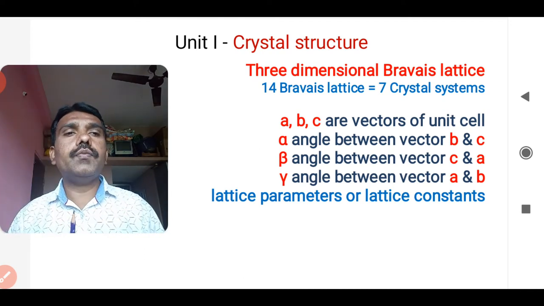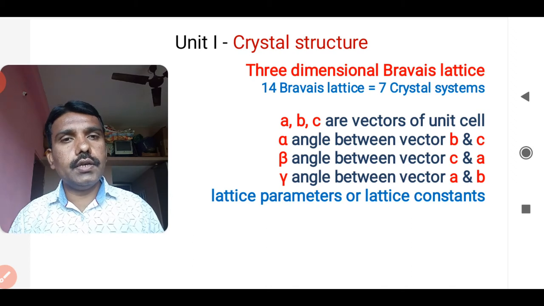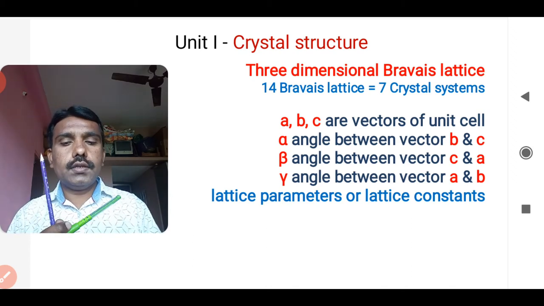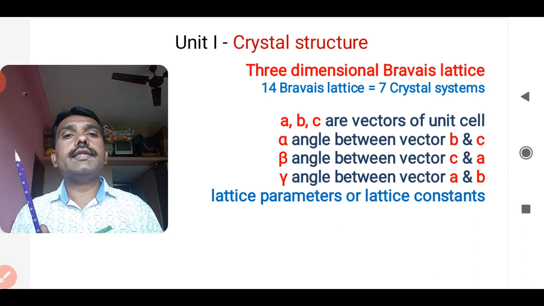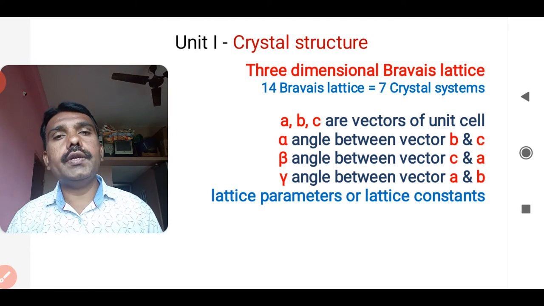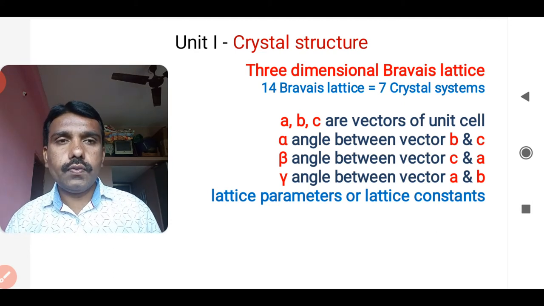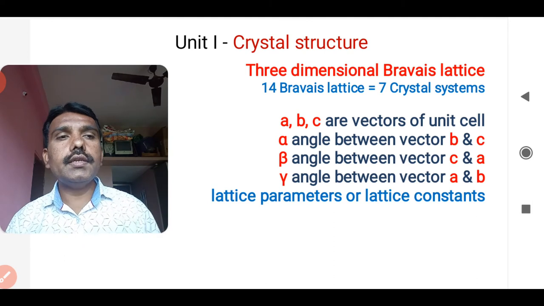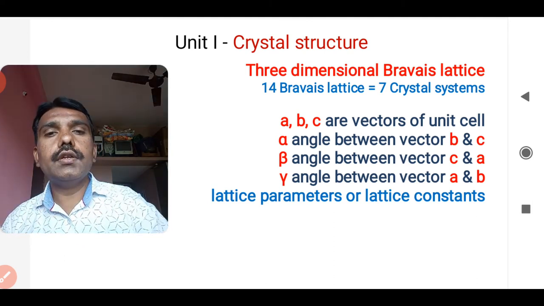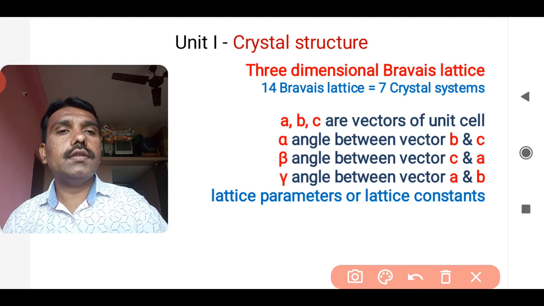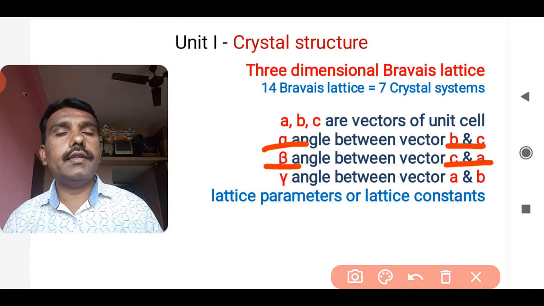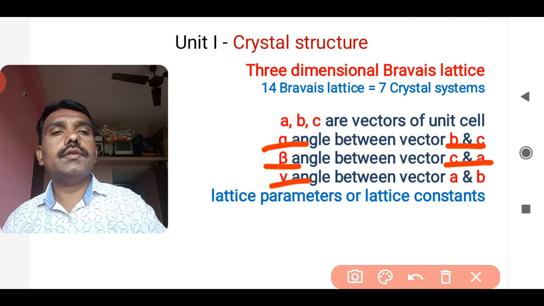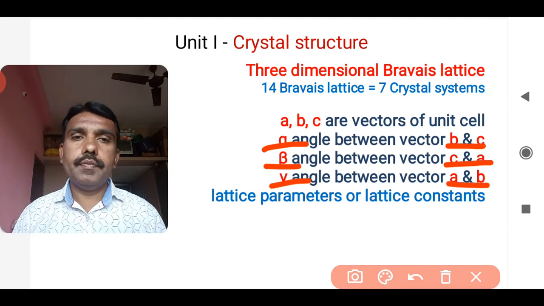What is important in the three-dimensional case is that between any two of these vectors there is always an angle, and that angle is very important. Alpha is the angle between the vectors B and C. Beta is the angle between the vectors C and A, and gamma is the angle between the vectors A and B.